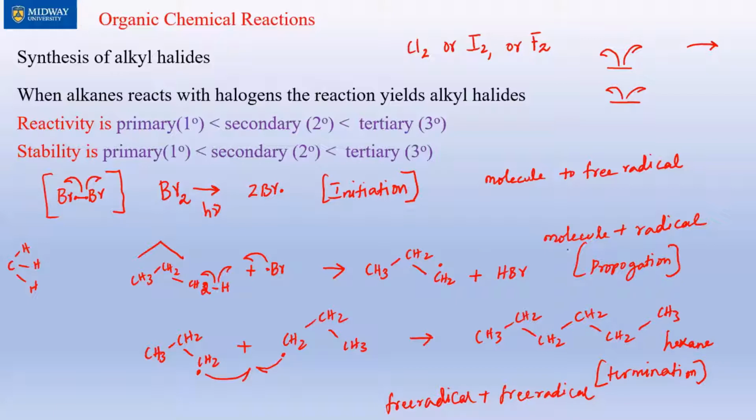So a molecule to a free radical is initiation. A molecule plus a radical is propagation. Free radical plus free radical is termination. I said multiple combinations, right? We made Br dot. There are probably countless Br dots in the medium. This can react with another Br dot. So whenever a radical reacts, you don't use full arrows. This can result in Br2.